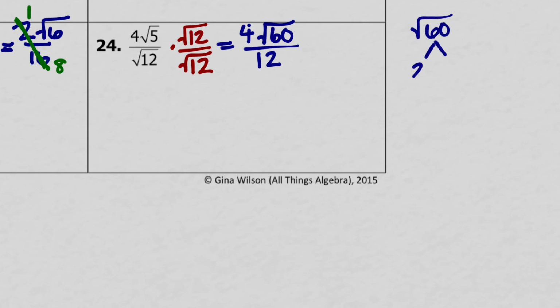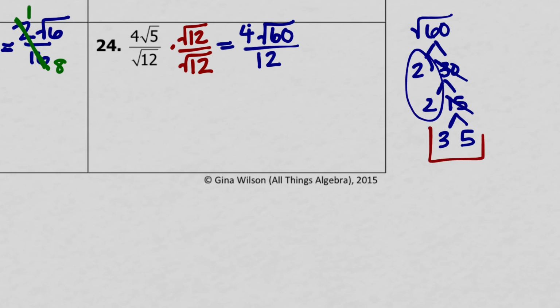All right, let's simplify that square root of 60. Well, that is 2 times 30. 30 is 2 times 15. And 15 is 3 times 5. So now I have all the prime numbers: 2, 2, 3, and 5. Here's a pair of 2s. This 3 and 5 aren't pairs, so I'm going to multiply them back together and put them in the root.